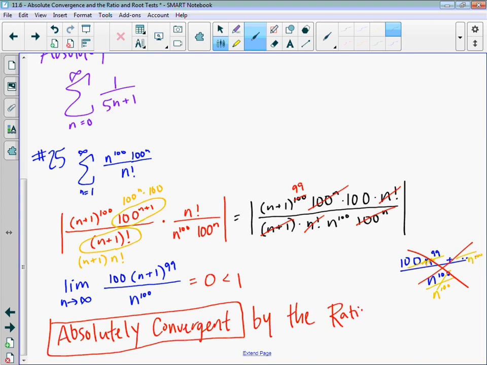A ratio test. Okay, we're going to use that ratio test a lot.